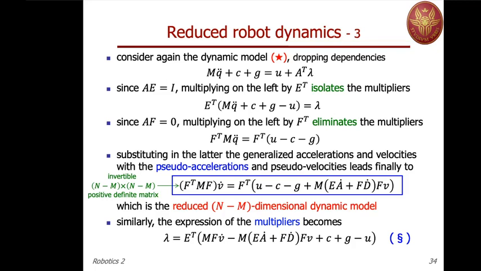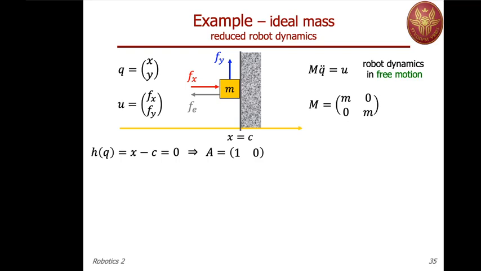Okay, so this, as you can see, is a much more complex procedure that we have set up in order to reduce the dynamics in the presence of a very stiff constraint that we handle as a geometric constraint on the generalized coordinates of the robot. Let's apply this to our simple example that we have treated before.